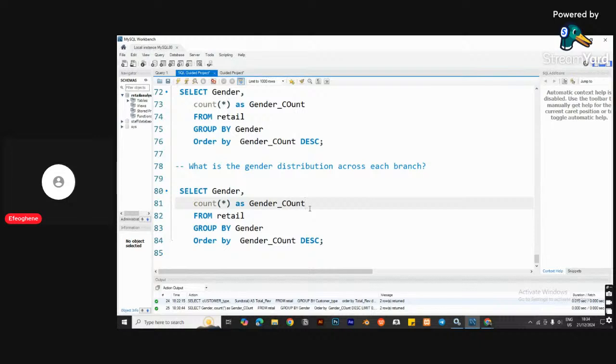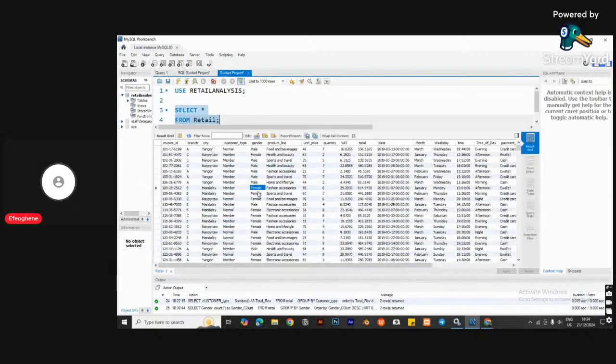So across each gender, can anyone guess or make an attempt? It is more specific now. We are restricting our query. So can anyone think of the approach to this?